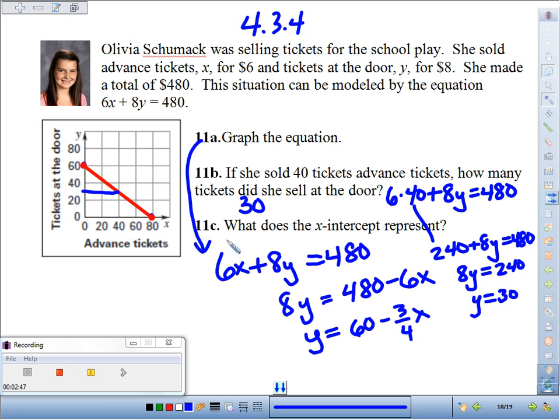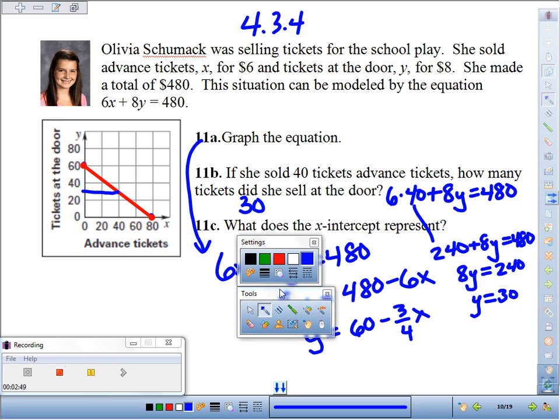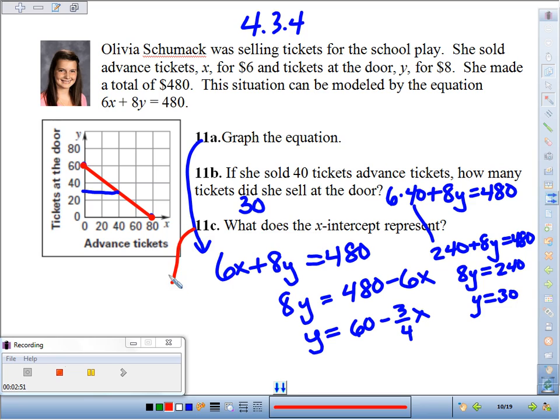And finally, if we look at 11C, what does the X-intercept represent? Some people said it's where the graph hits the X-axis. Yes, in general, that's what an X-intercept is, but we want to be as specific as we can in a word problem. Some people said number of advanced tickets. Well, theoretically, everything on this red line represents the number of advanced tickets. Here's 0 advanced tickets. Here's 20. Here's 40. Here's 60. Okay, so what is special about the endpoints?